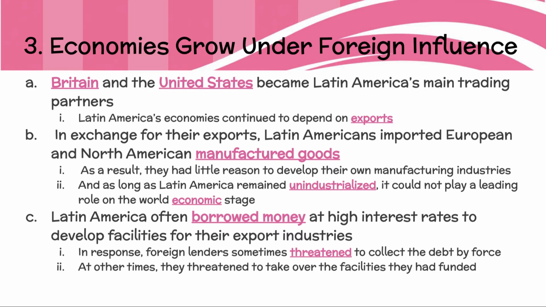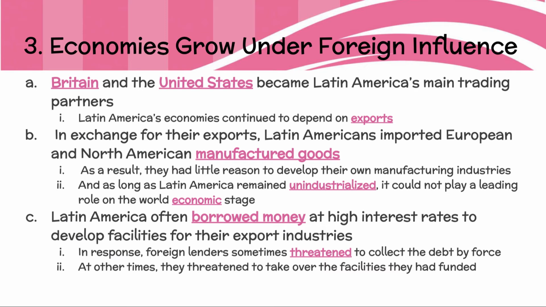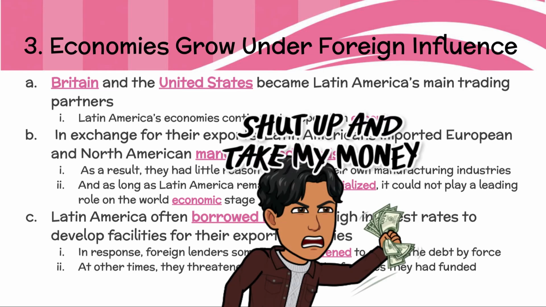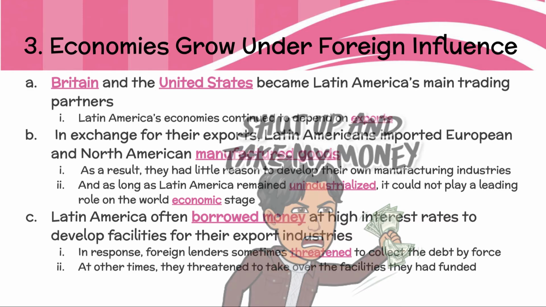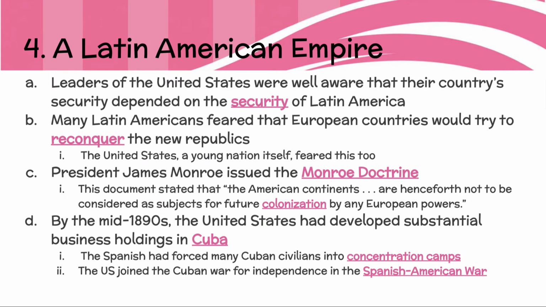Latin America would also borrow money from foreign nations in order to build roads, schools, and hospitals, and they usually had some difficulty paying these loans back. Foreign nations would often hold the loan over leaders' heads and sometimes even threatened violence over these loans. This meant that foreign nations had a lot of control over Latin American economics, which turned into kind of an economic imperialism.